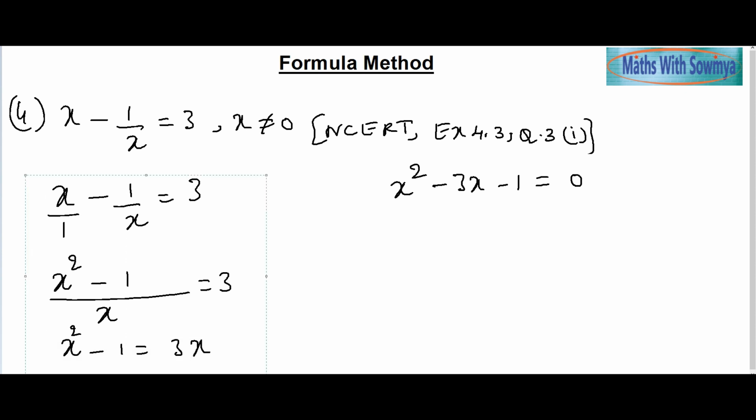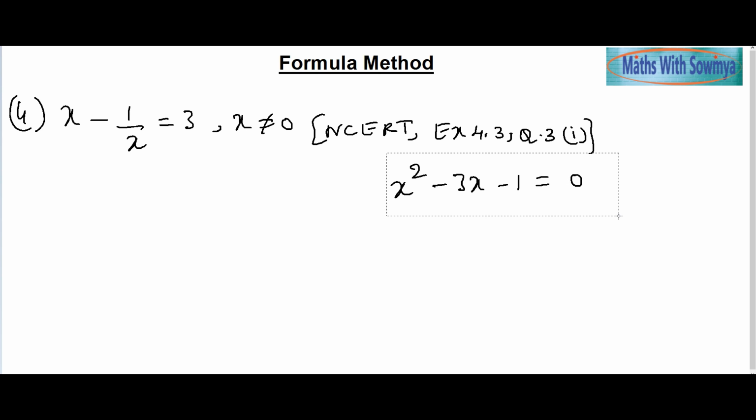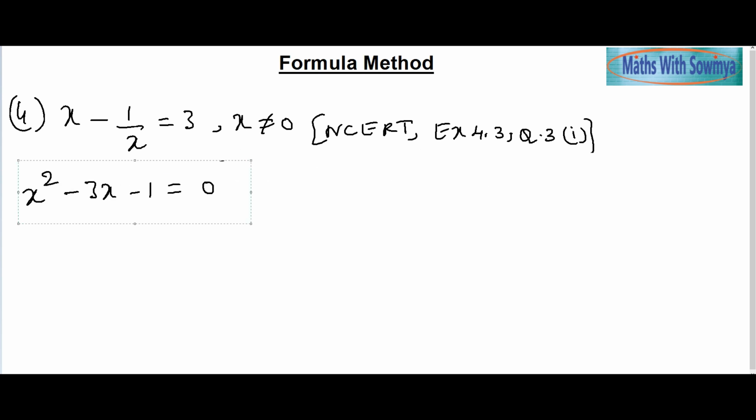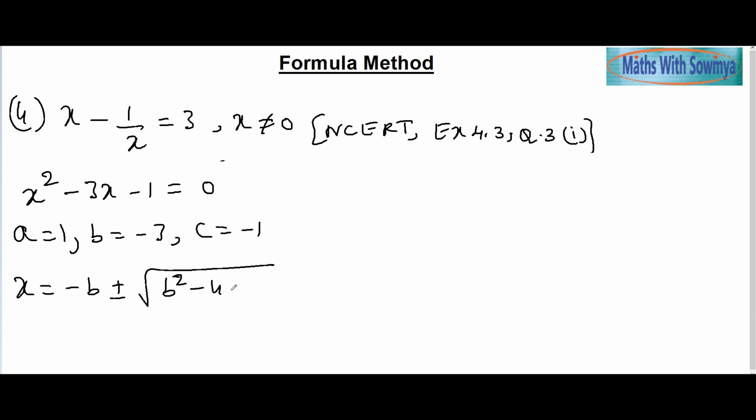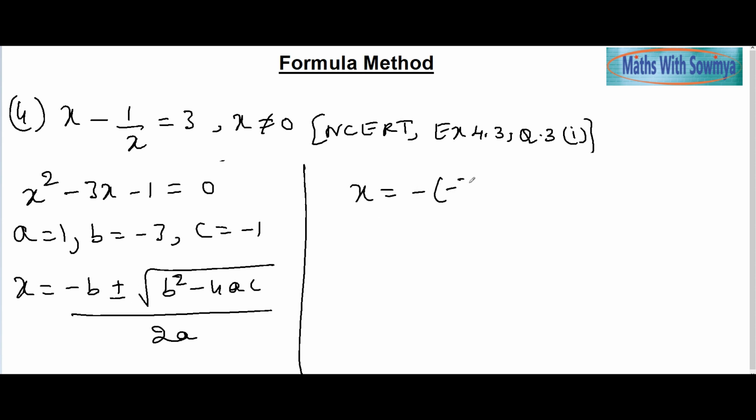Now, using this we start solving by the formula method. So, take here a will be 1, b is minus 3, c is minus 1. x is minus b plus or minus root of b square minus 4ac divided by 2a. Just substitute the values here. Minus b is minus 3, so minus of minus, plus or minus b square, so minus 3 whole square, 4 into 1 into minus 1.